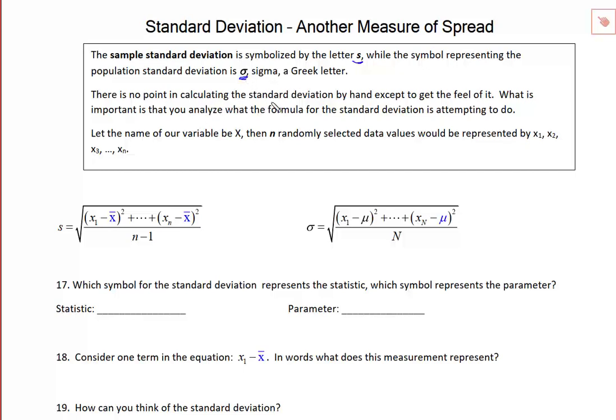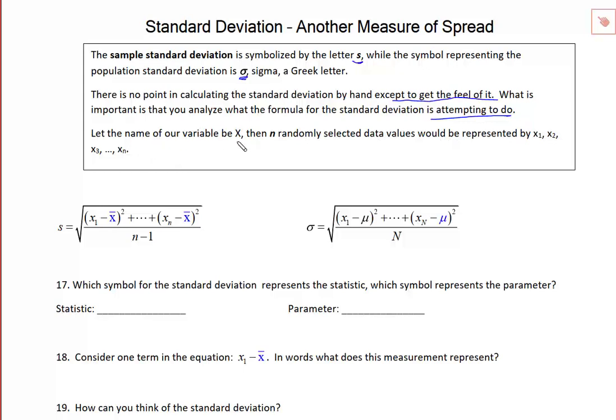There's no point in calculating standard deviation by hand except to get the feel of it, and that's what we're going to do right now. Later we're going to just use software. And we also want to know what this does. So what is important is that you analyze what the formula for the standard deviation is attempting to do. This is really where we're going to spend our time.